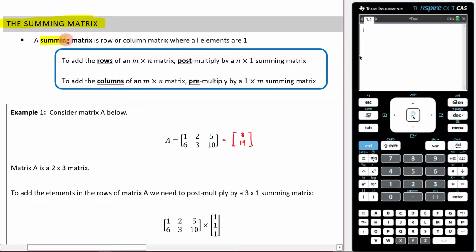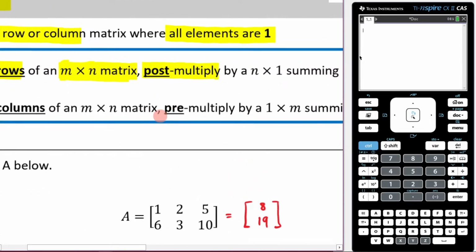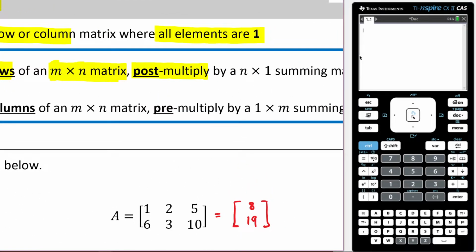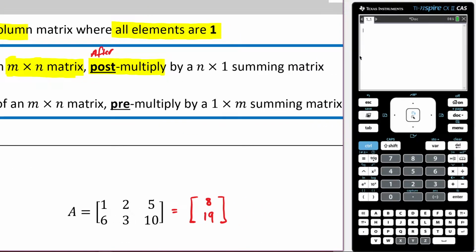A summing matrix is a row or column matrix where all elements are 1. To add the rows, so that's what we've just done here, to add the rows of an m by n matrix, m by n just means any amount of rows, any amount of columns, so a matrix of any size, post multiply. What does post multiply mean? Can you write above the word post: after. Because that's what it means, to multiply after, by an n by 1 summing matrix.